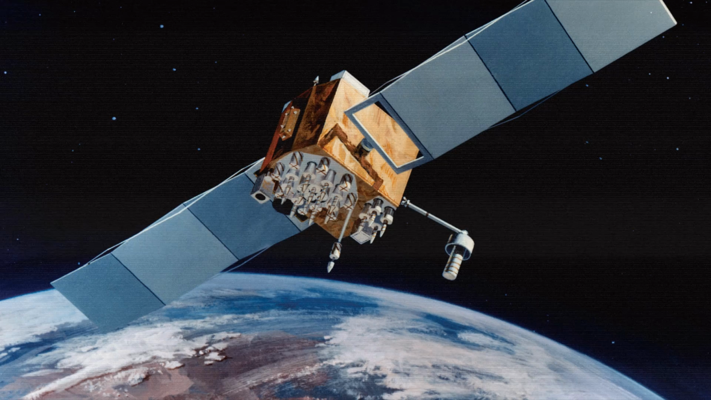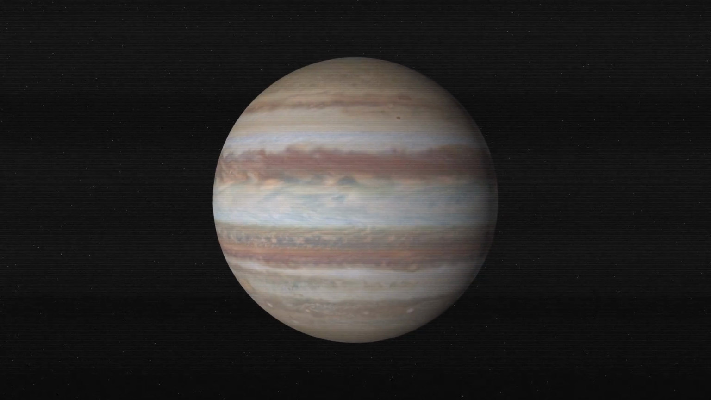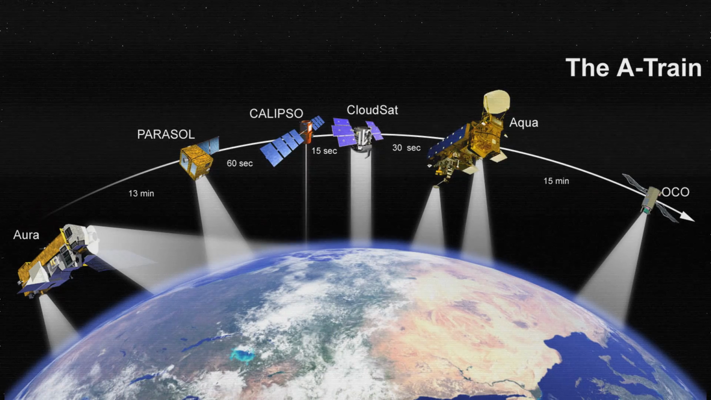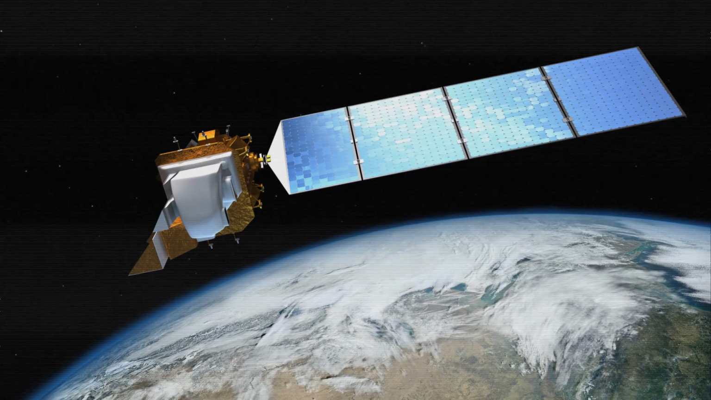Most satellites are not what we might think. The Moon is a satellite of Earth, Jupiter is a satellite of our Sun, and Kepler 186f is a satellite of Kepler 186. But typically we refer to satellites as the man-made objects we place in orbit for our use. How do you make a satellite?